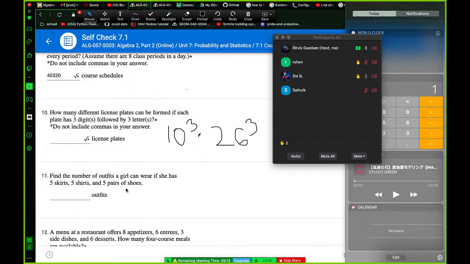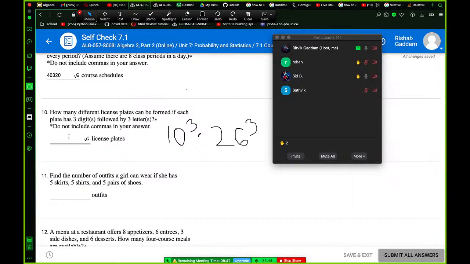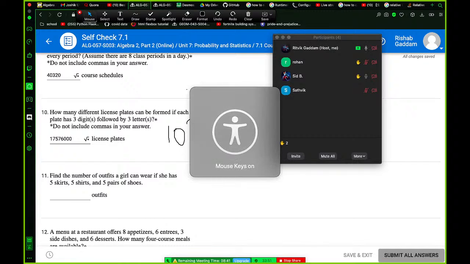So that's 1,000 times 26, times 26, and times 26. So that's 17,576,000. Let's turn the mouse keys back on.